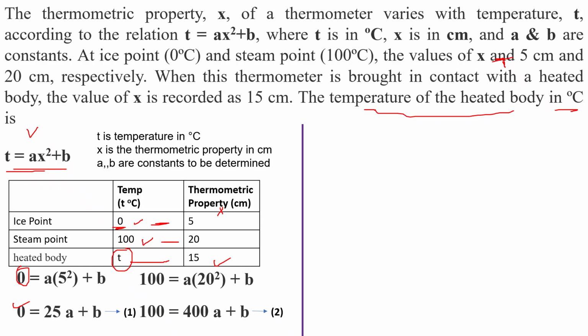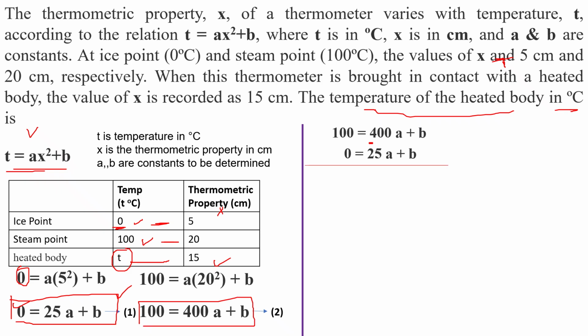So let's consider the two equations. First one is 0 equal to 25a plus b, the equation 1, and similarly another equation, 100 equal to 400a plus b. This is equation 2. So by observing these two equations, we will be determining the two constants. For this, subtract the first equation from the second equation.